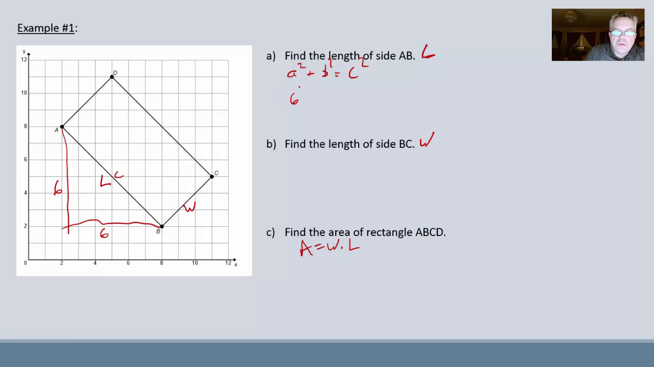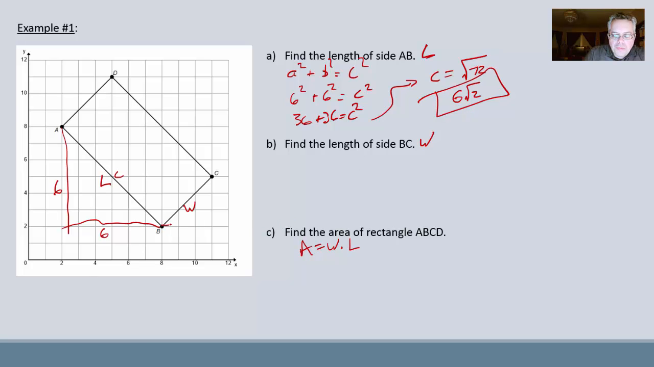So we have 6 squared plus 6 squared is c squared, or 36 plus 36 equals c squared. And that gives me c is the square root of 72. 36 goes into 72 twice, because it's 36 plus 36. So I'm going to simplify this. This is 6 times the square root of 2. That's the length. All right, let's find the width.